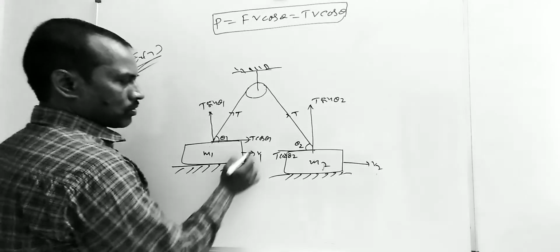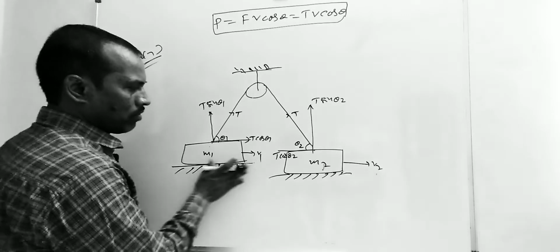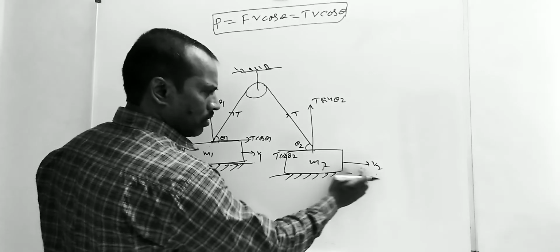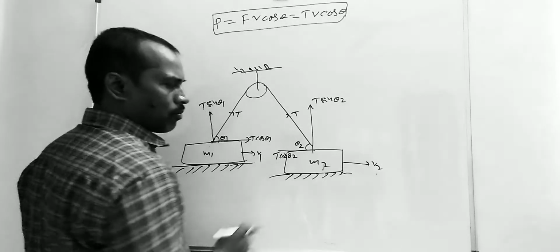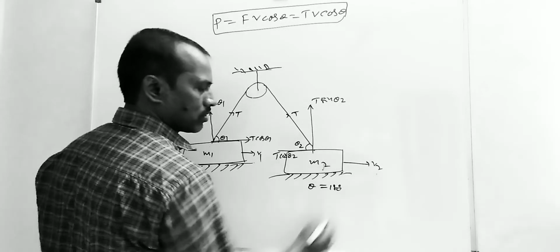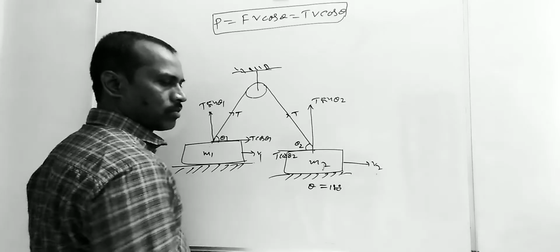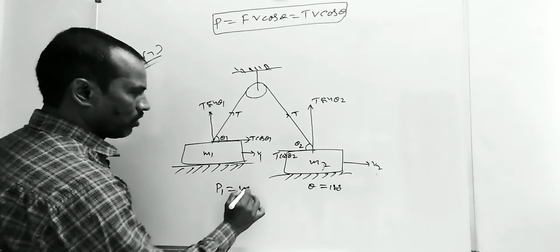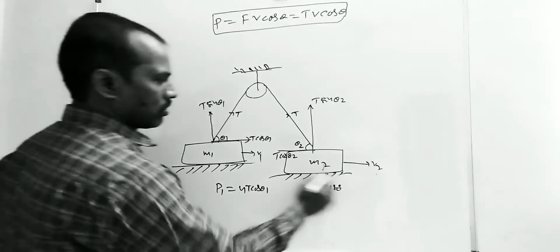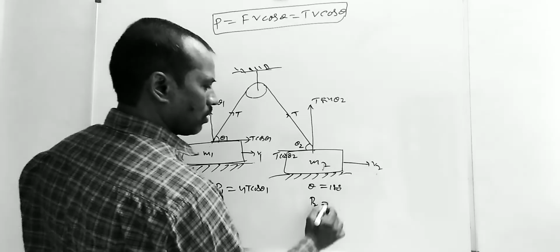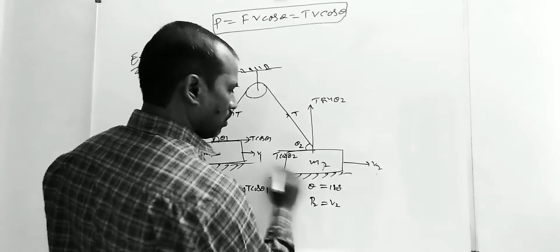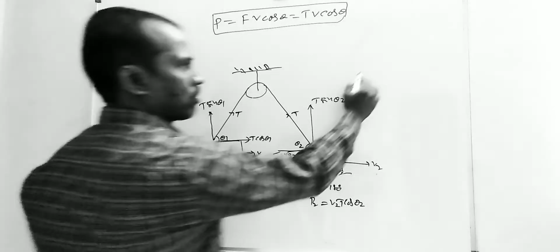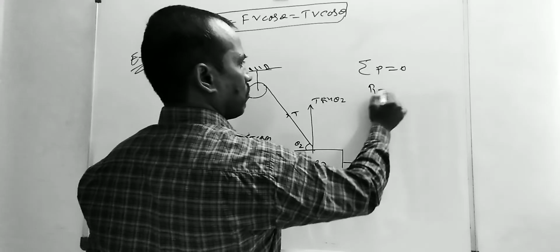This body moves with velocity V1 because of the T cos theta force. For the other body, the velocity and T cos theta are in opposite directions, so theta is equal to 180 degrees. Opposite direction means negative power. So P1 is equal to V1 T cos theta 1, and P2 is equal to V2 T cos theta 2 with a negative sign. The net power is equal to 0, so P1 plus P2 is equal to 0.